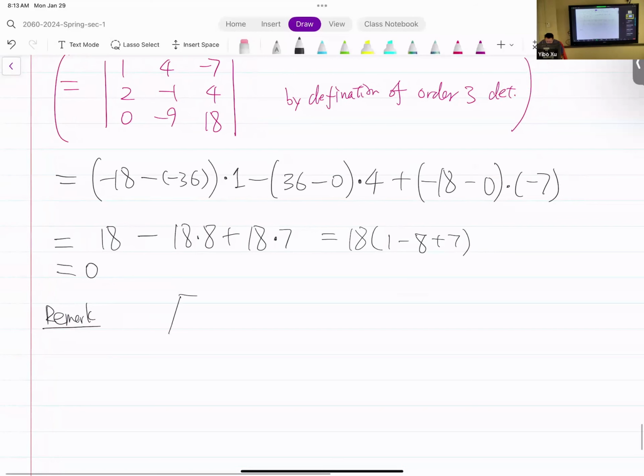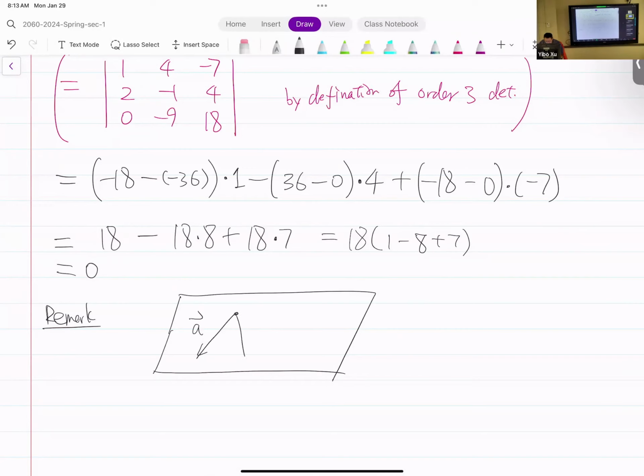So in this situation, we actually just have one plane that contains every vector. So we contain A, B, and C. So A, B, and C are coplanar in this situation. Okay. In this example.